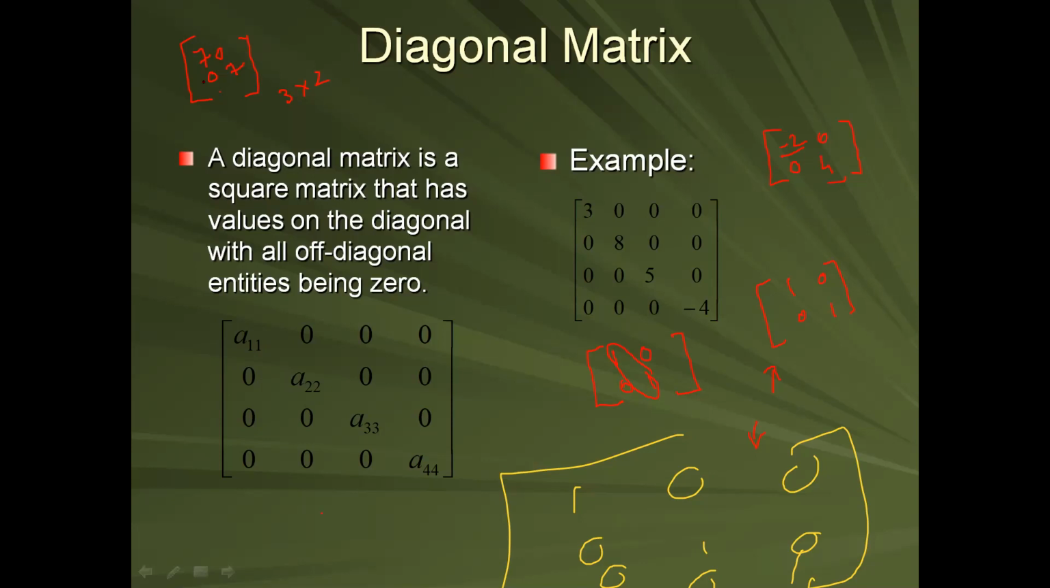What should I write here? Come on. 0 0 0 0 0 0. Okay. Are you sure you want to make any change here? No.